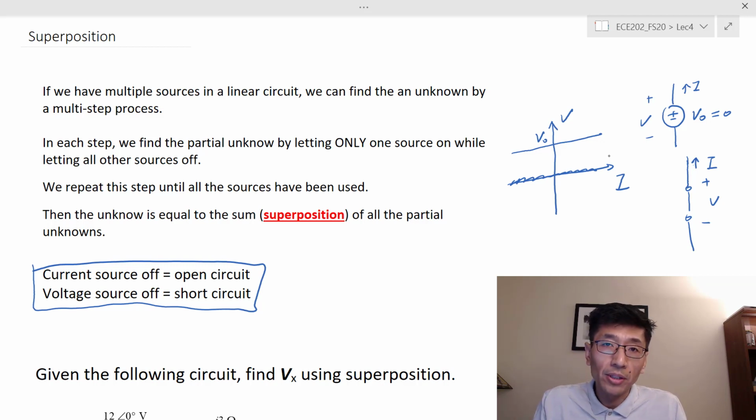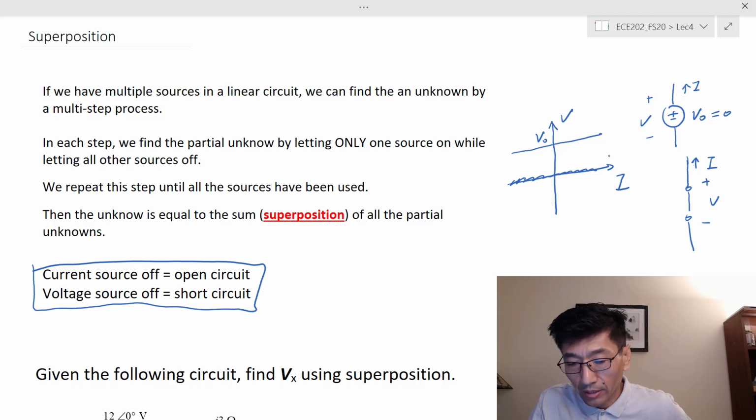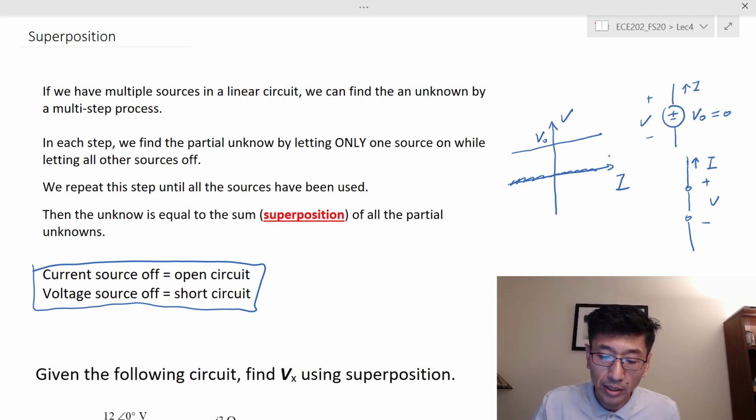Similarly, for the open circuit and the current source, if you make the current source 0, that means no matter what voltage you apply to it, there will be zero current, and that's an open circuit. So make sure you get these two correct, and then everything else will become much easier.